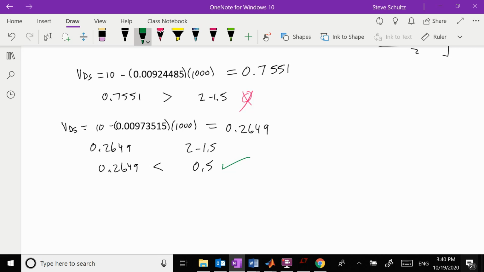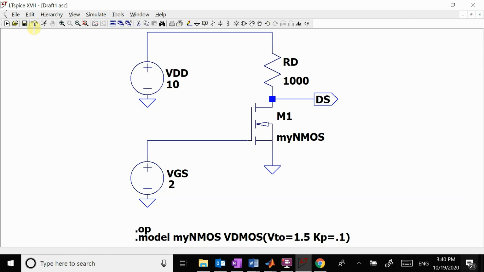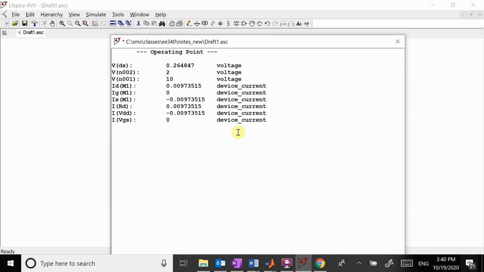So that means our answer is ID equals 0.974 milliamps, and VDS is equal to 0.2649. Okay, let's go to LTSpice to check this. So we go over here, we change that to 1,000, and we run this. Okay, so we see here that there's my ID right there, and here is my VDS.